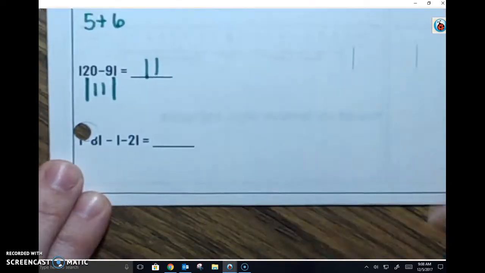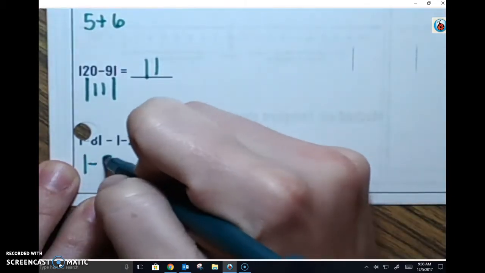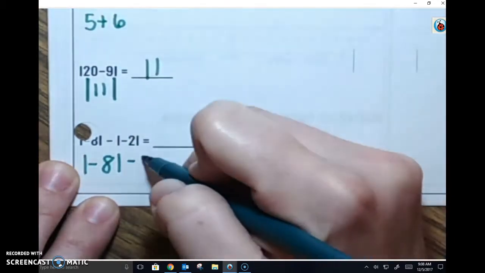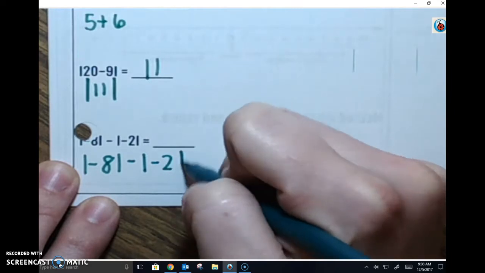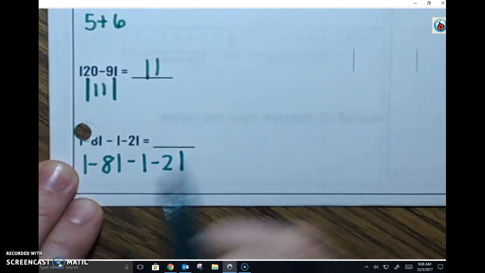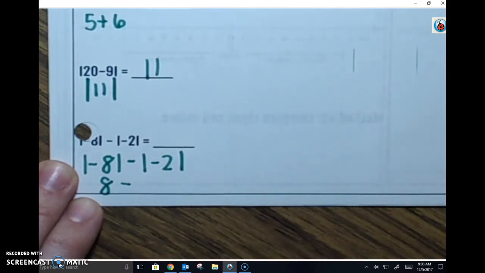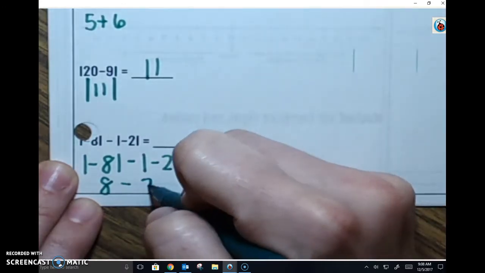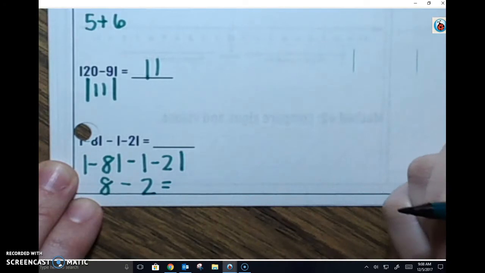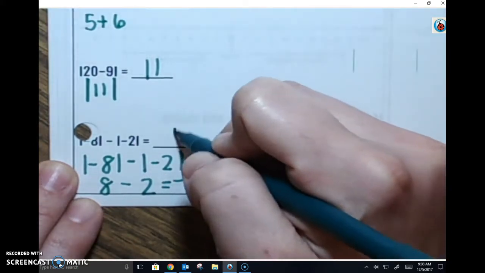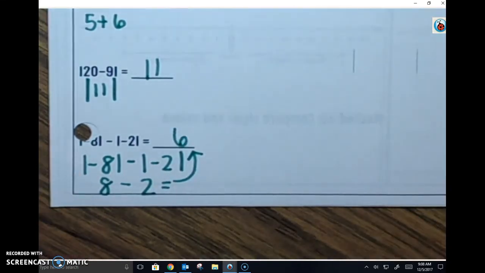This one right down here, I'll rewrite it so you can see it. The absolute value of negative 8 minus the absolute value of negative 2. So the absolute value of negative 8 is 8 because that is 8 spots away from 0. The absolute value of negative 2 is 2 because it is 2 spots away from 0. 8 minus 2 is 6, so that's our answer. And that's how simple absolute values are.